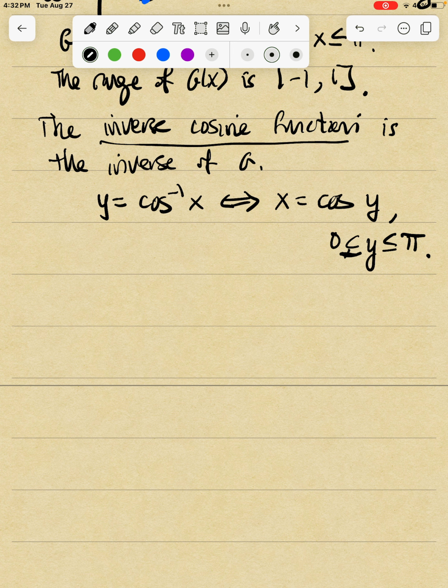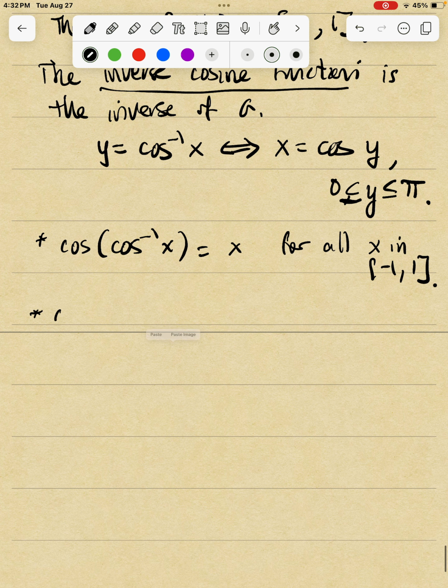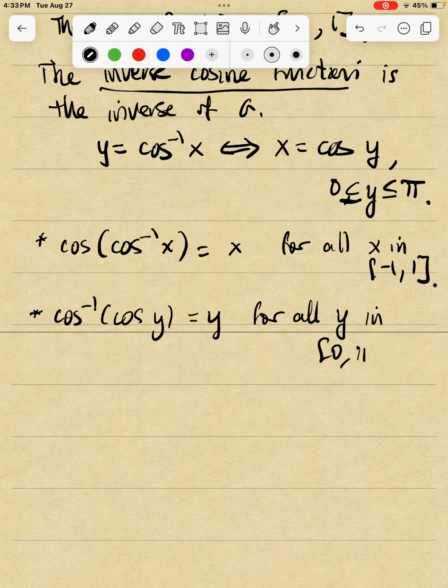Okay, and of course, let's just spell it out again. Cosine of arc cosine of x is equal to x as long as x is between -1 and 1. That's the domain of the arc cosine function. And cosine inverse of cosine y is equal to y for all y in the closed interval from 0 to pi. Okay?